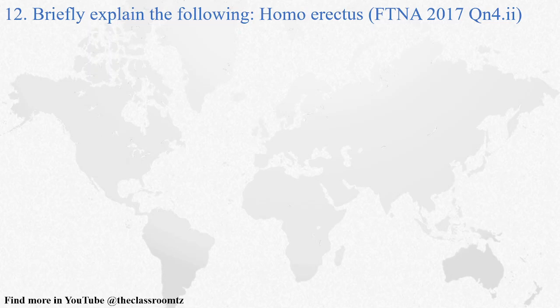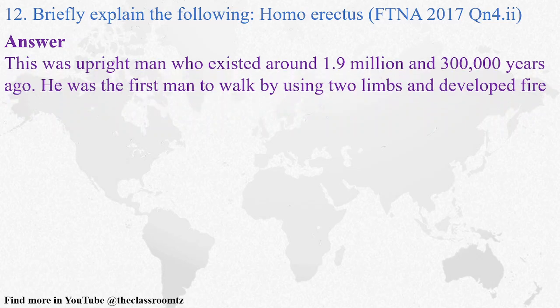Briefly explain the following. Question number 4, Roman 2. You need to explain what is Homo erectus. Homo erectus was the upright man who existed around 1.9 million years ago. He was the first man to walk by using 2 limbs and developed fire. So these were the features or characteristics connected to Homo erectus.